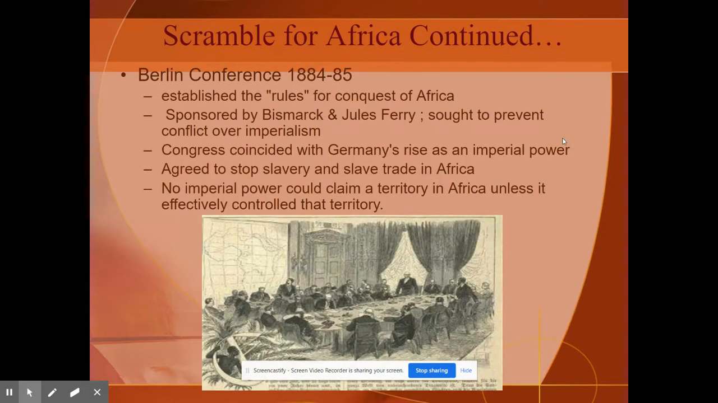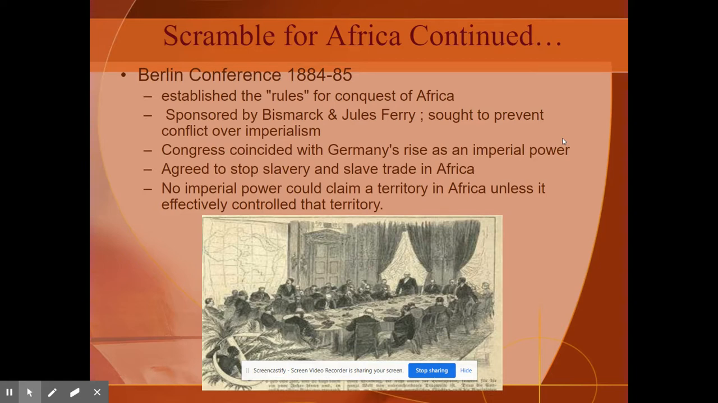To keep this thing from happening, Bismarck and the president of France are going to get together and hold a conference in Berlin. Now, Ferry's doing this because he wants to ensure French holdings. Bismarck's doing this because he's smart enough to know that if a war is going to happen, it's going to be triggered by imperialism. He wants to basically protect not only German holdings in Africa and other parts, like they have some in Southeast Asia, but it's also to prevent a war.